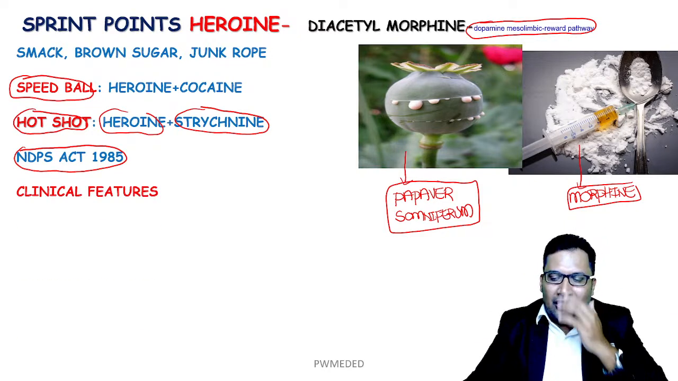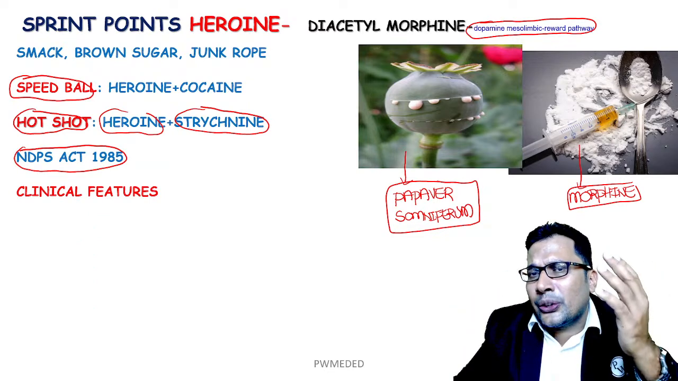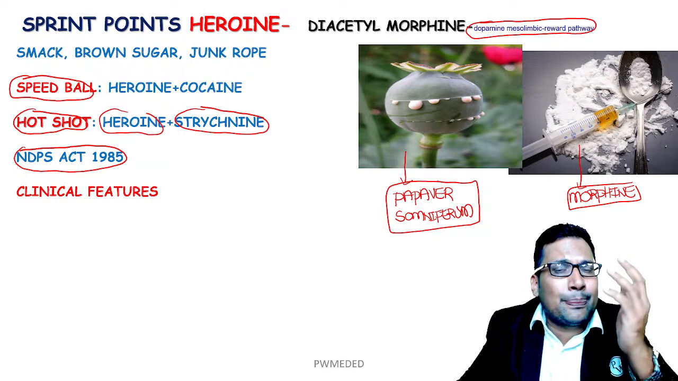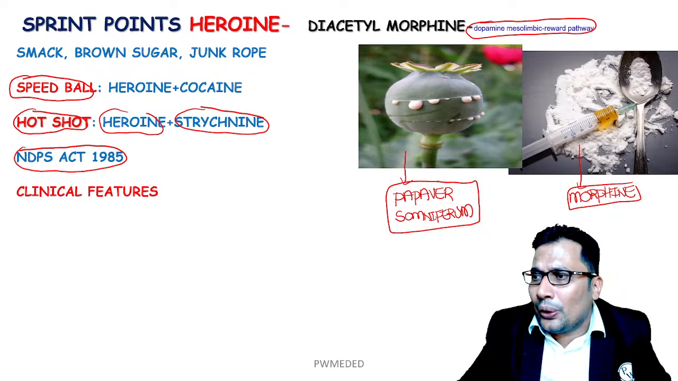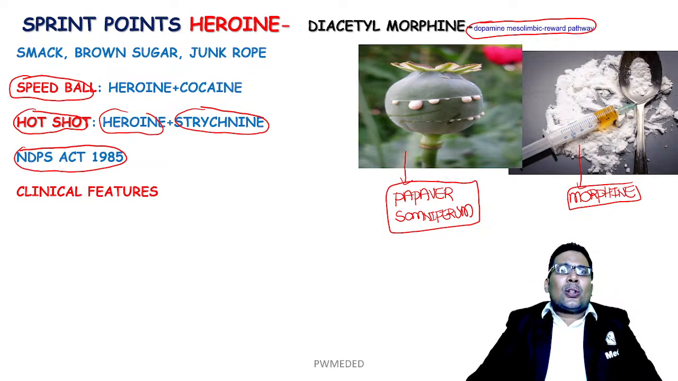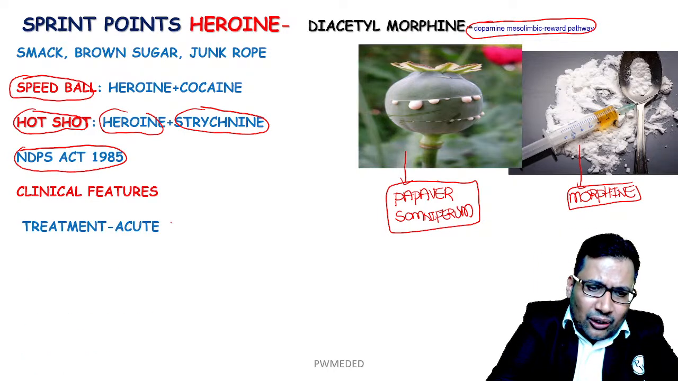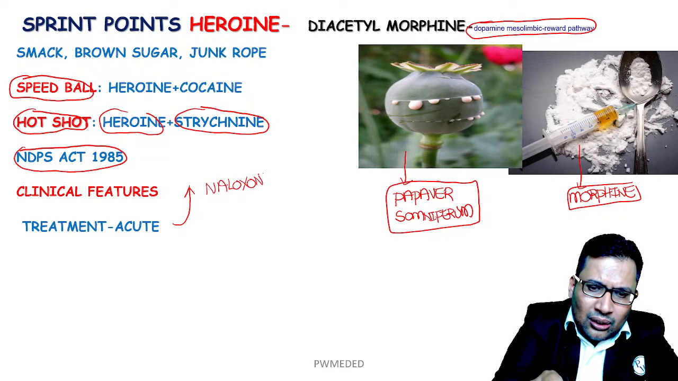What are the clinical features? As we discussed already, it causes miosis, it causes respiratory depression, and it also causes euphoria. Treatment: in acute poisoning, we can use naloxone or naltrexone.